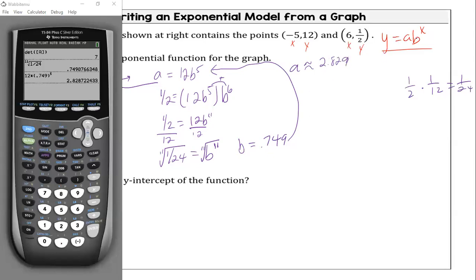All right. Can I write my equation now? Okay, then and therefore, that's what these little 3 dots mean. Or in conclusion, I'm playing. Then and therefore, y equals approximately 2.829 parentheses 0.749 to the x power.